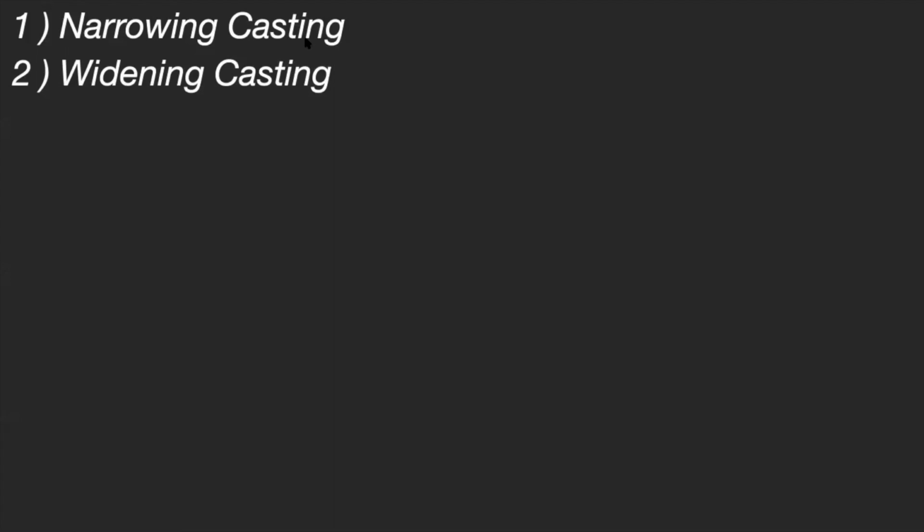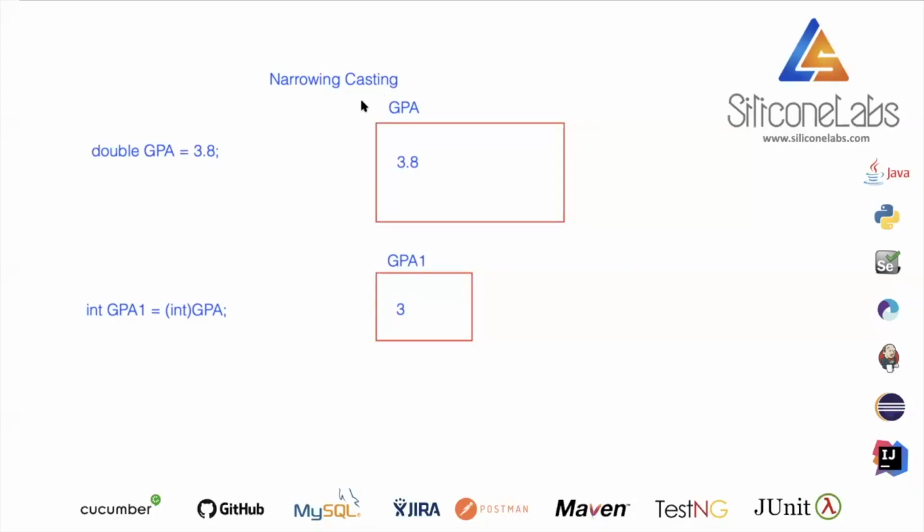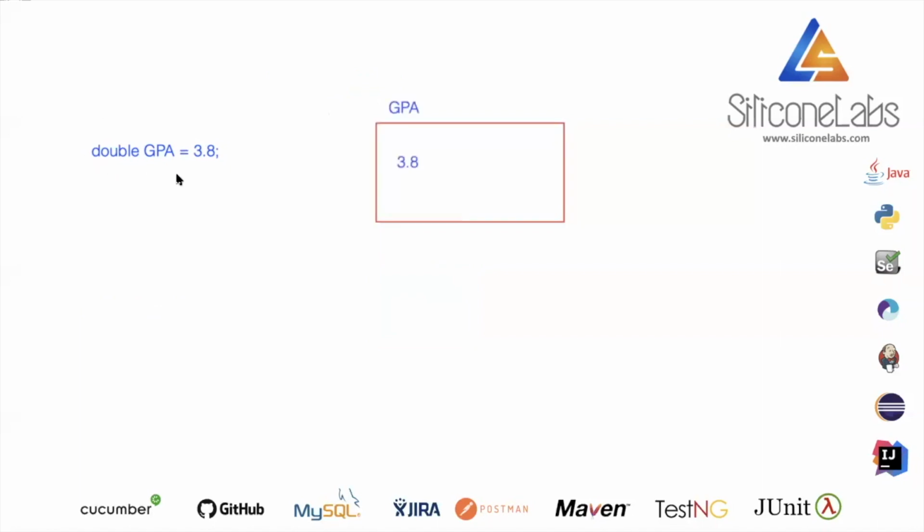In this tutorial, we are going to learn narrowing casting and widening casting in Java. So let's get started. In this slide, you can see two rectangles, and these two rectangles represent different data types. One of them is double and the other is integer. In this problem, we are going to try to put our big rectangle inside of the smaller rectangle. In other words, we are going to try to assign the bigger variable into the smaller variable.